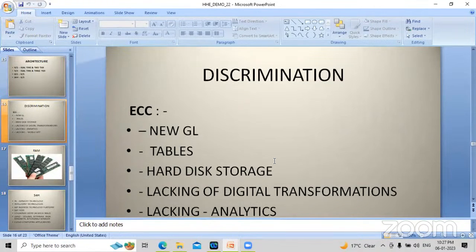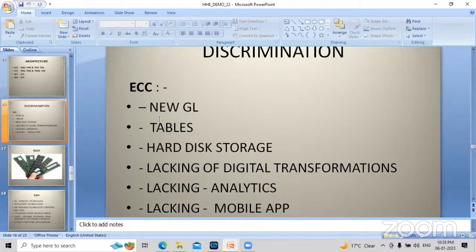So ECC means ERP central component. Okay, ECC means ERP central component, and this is the main product of your SAP. Okay, and if it is a main product of your SAP, then you can understand it came into existence after a certain period, okay, of R2, R3, then ECC. So over here they were having the new GL. What do you mean by new GL?